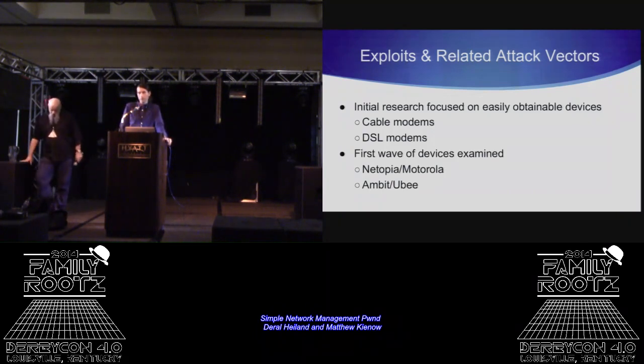because they're easily obtainable at a low cost, both on the used and new markets, right? We focused on cable and DSL modems primarily because these came with SNMP enabled typically. The first wave could be divided into two categories mostly: Netopia, Motorola, and Arris. Netopia was purchased by Motorola, and Motorola recently sold off their cable modem division to Arris. The same thing occurred with Ambit and Ubee. Ambit was purchased by Ubee.